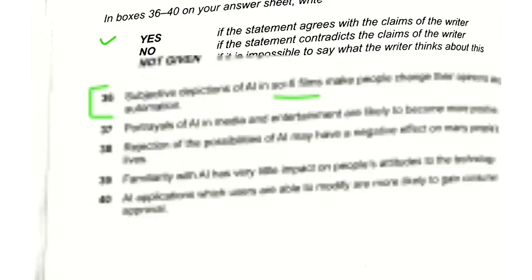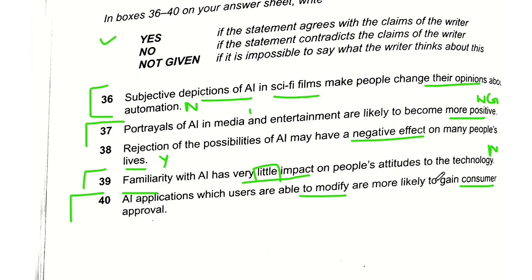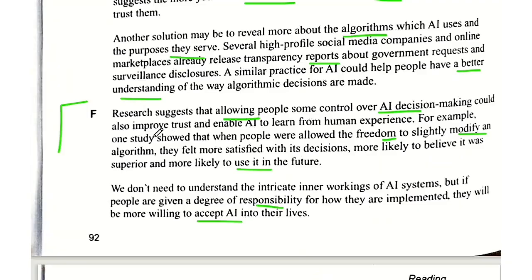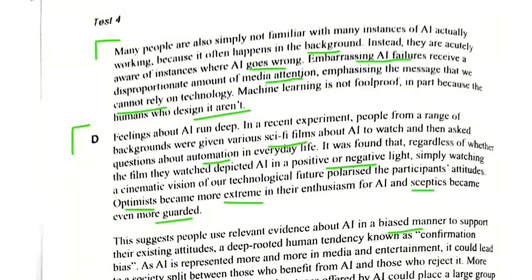Now we're moving into the next question. AI applications which users are able to modify are more likely to gain consumer approval. This is clearly a yes because you see in the passage that, for example, one study showed that when people were allowed the freedom to slightly modify an algorithm, they felt more satisfied with its decisions, more likely to believe it was superior, and more likely to use it in the future. So the answer is yes. So here you can see we have already completed the matching heading, this one not given, and the MCQ questions.